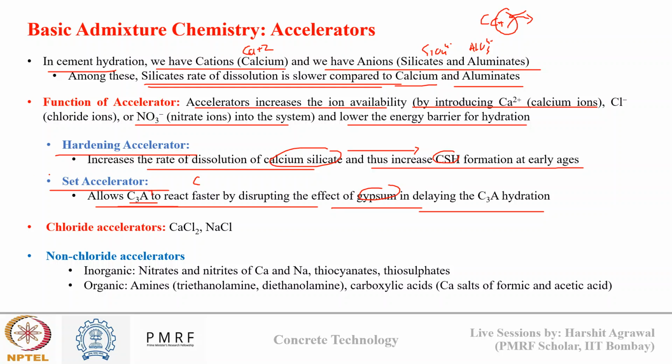Okay, so in both ways an accelerator can work. It can increase the hardening rate, or it can increase the setting rate. Okay, so commonly used admixture accelerators are calcium chlorides and sodium chlorides. However, we don't want chlorides in the system because they can cause durability issues in reinforced concrete. So that's why there are non-chloride accelerators also, like nitrates and nitrites of calcium and sodium. There are amines, there are carboxylic acids. These are also known to have accelerating properties for cement hydration.